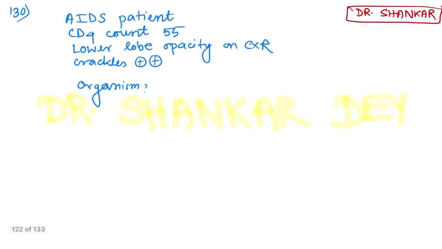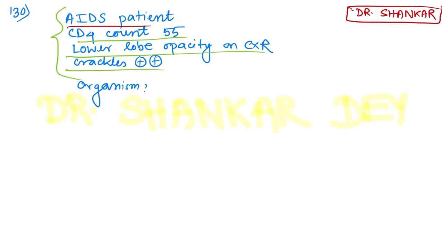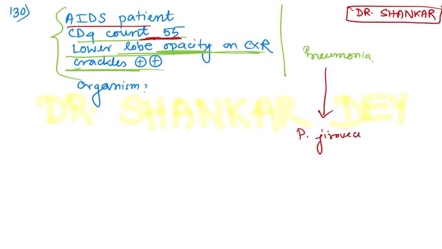Next question, 138. Patient with CD4 count very low, 55. Lower lobe opacity, crackles present. These are the clinical features. It was a very long question. Definitely this is pneumonia. What type of pneumonia? By seeing one word, CD4 count very low, you came to the diagnosis of pneumocystis jirovecii pneumonia, right? I know you came to that diagnosis, but you are wrong.